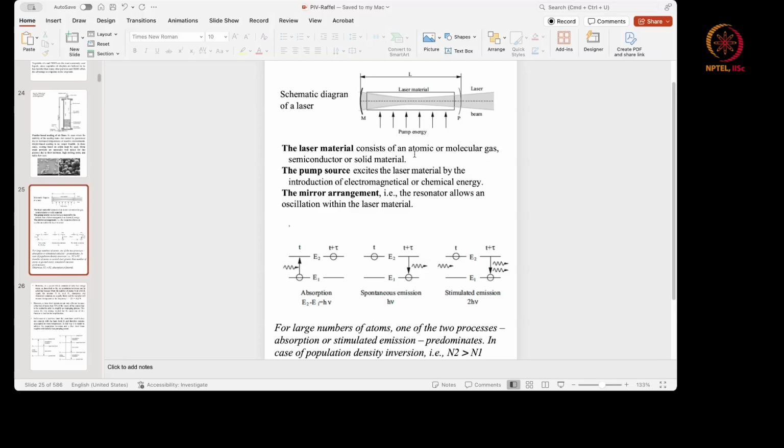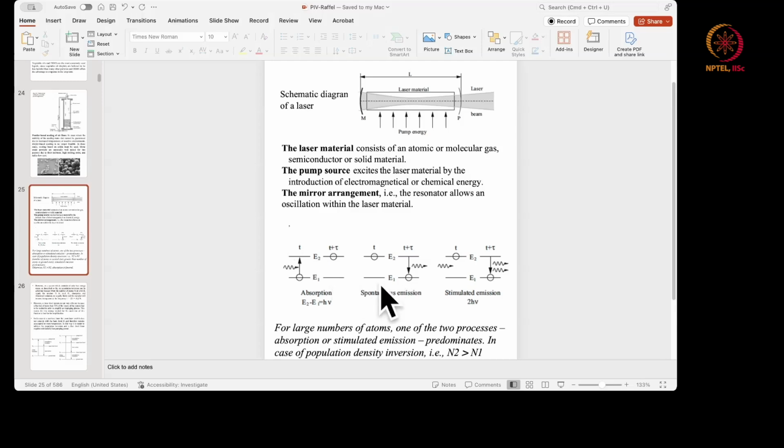Remember that it can be gas, it can be semiconductor, it can be solid material also. Now, let us look at how lasing happens. We already talked about it in our laser presentation. Let me just quickly go through it one more time.